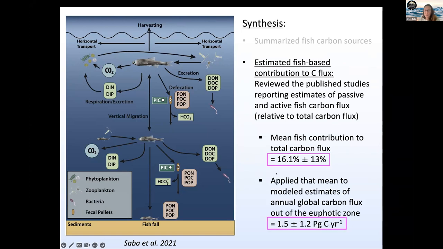We applied that percentage mean to modeled estimates of annual global carbon flux out of the euphotic zone, and that ended up being about 1.5 petagrams of carbon per year. So again, on par with that of zooplankton.